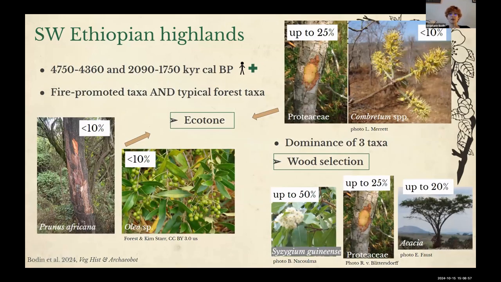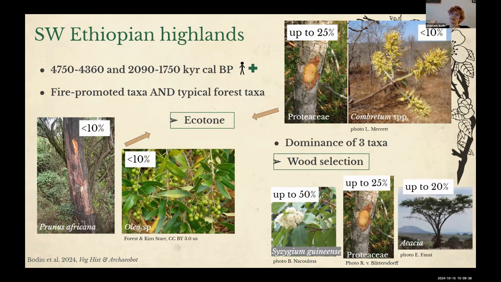So if we focus on the 2 periods with a more important human occupation, we found in the charcoal assemblage taxa that represent an ecotone. On one hand, we had a good proportion of Proteaceae. Remember, it's this family of plants that are promoted by fire, and they also grow in Ethiopia in savanna-like vegetation type. So they were quite important regarding the percentage, and so they indicate savanna.